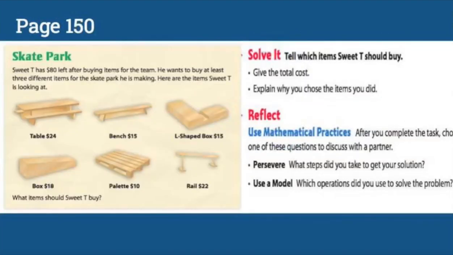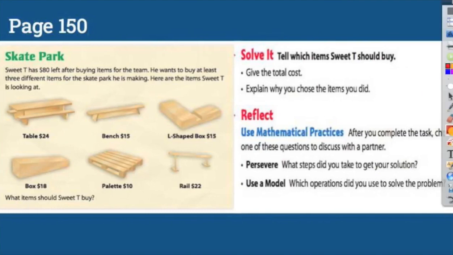Okay, page 150. This is another problem with a very similar approach. We're looking at a skate park. Sweet Tea has $80 left, so this is just a random situation. It's okay if you did not have $80 left, but he has $80 left after buying items for his team. He wants to buy at least 3 different items for the skate park that he is making.